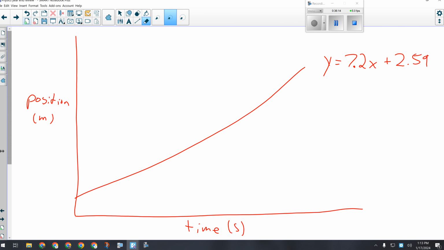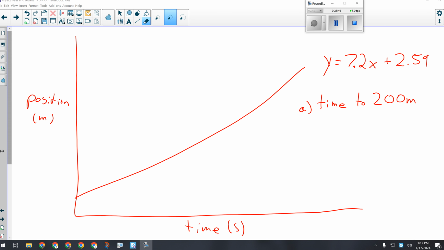Okay? All right. I would like for you to calculate for me how long it will take this object to reach a position of 200 meters. Time to 200 meters. Give you a few minutes on that one.